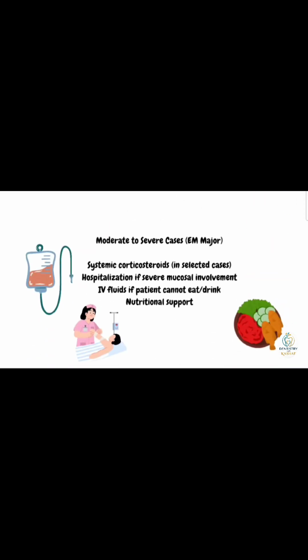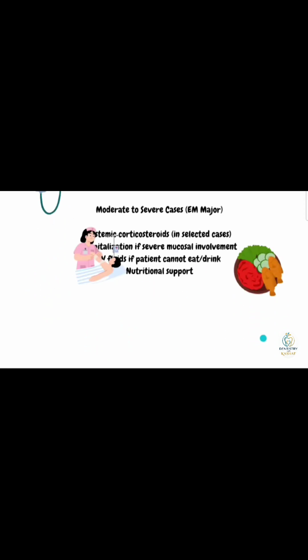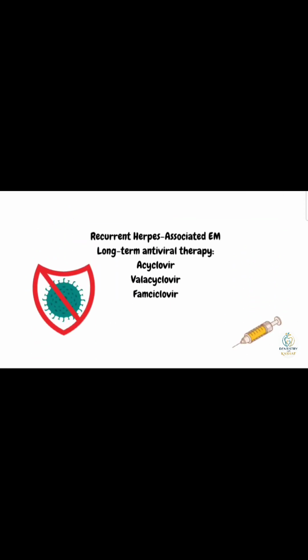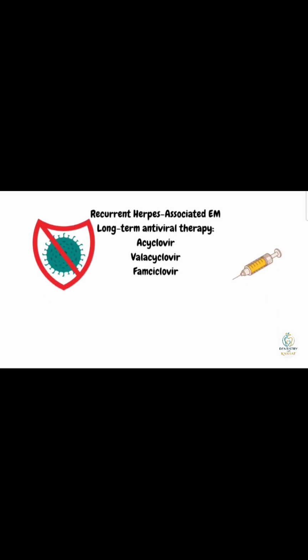But in moderate to severe cases like the erythema major form, you are going to give a systemic corticosteroid. In minor, you are going to use topical on that lesion, but in major you need systemic because your immunity is wholly affected. Okay, hospitalization for severe mucosal involvement and IV fluids if the patient cannot eat or drink. You are going to hospitalize the patient if the patient cannot be hydrated, cannot eat or drink, or cannot be treated with topical therapy. Then you are going to give systemic corticosteroid. Then nutritional support is very important for these patients. And there is also an associated condition like recurrent herpes-associated erythema multiforme. There will be long-term antiviral therapy for these patients, like acyclovir, valacyclovir, and famciclovir.